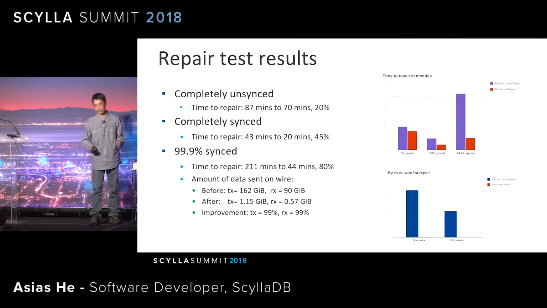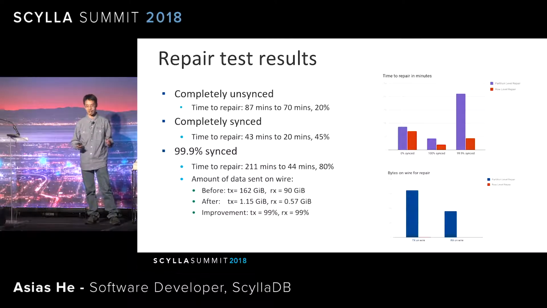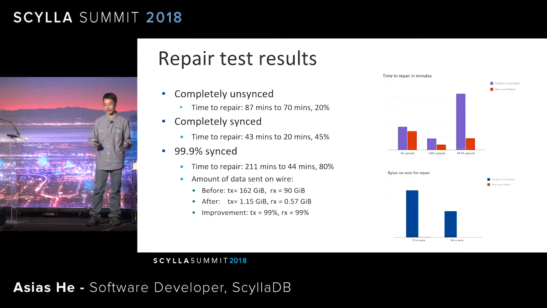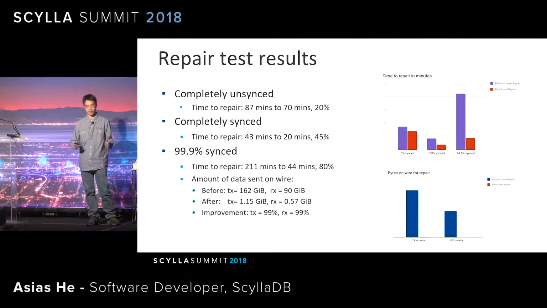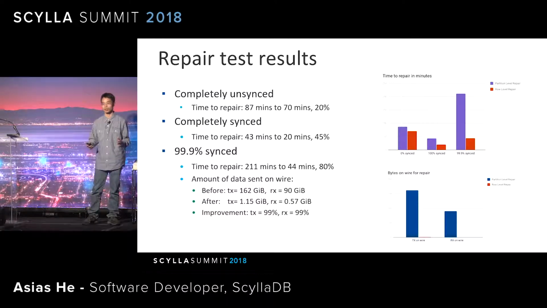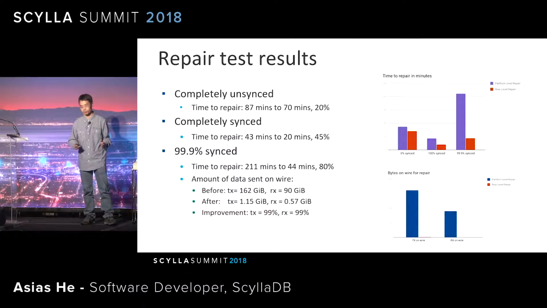These are some of the tests. We also ran this test on AWS. We tested three cases. The first one is a completely unsynced case. The time to repair dropped by 20%. The second one is a completely synced case. The time dropped by 45%. The last but not least one is an almost synced case. I think this is the most practical scenario if you run repair regularly on your cluster. The time dropped by 80%.